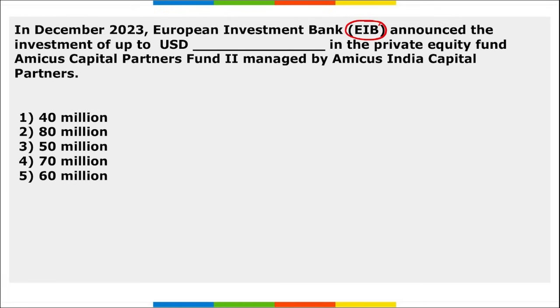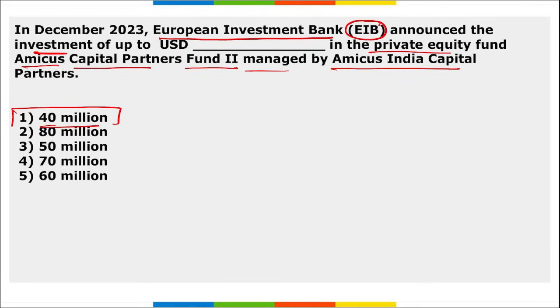Next, EIB, European Investment Bank, announced the investment of up to $40 million in the private equity fund Amicus Capital Partners Fund 2, managed by Amicus India Capital Partners. Right? Take a note of this. And the fund will prioritize investment in digital first business models. The investment promotes crowding in and diversification of the investors.